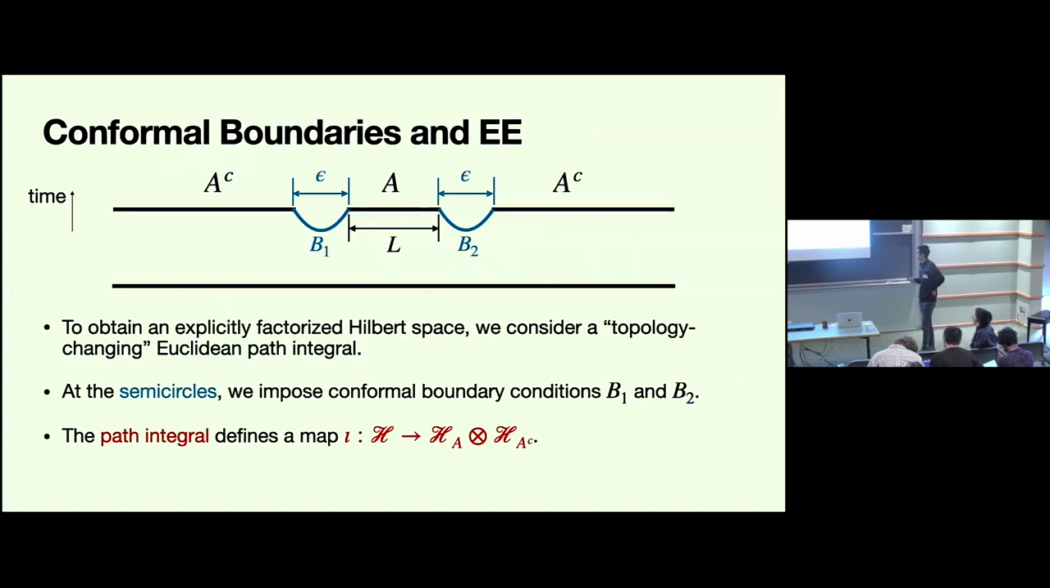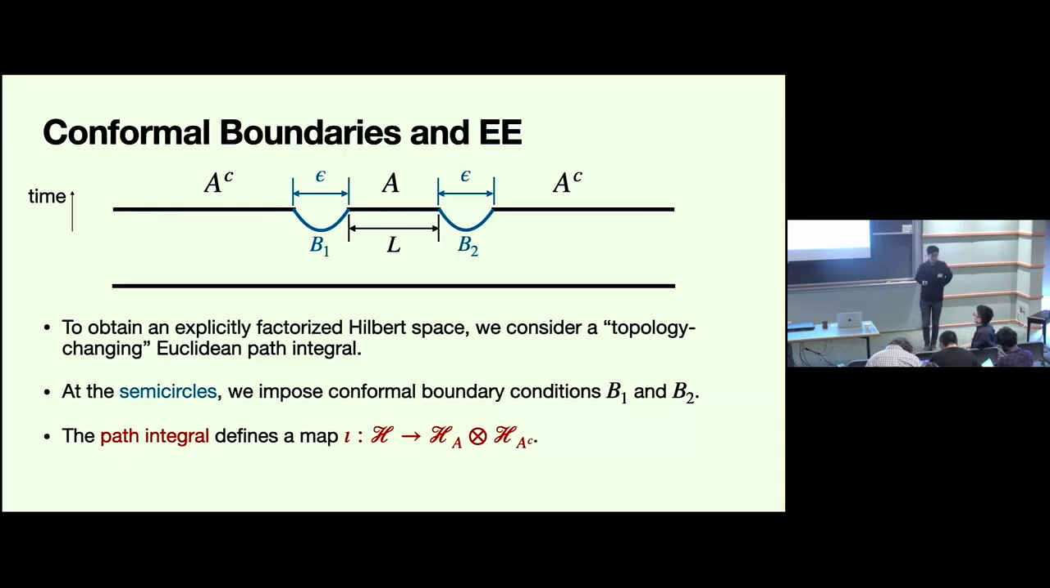So the idea is the following. You first start with the theory on an infinite line, and then consider the following quote-unquote topology changing Euclidean path integral. The initial time slice is this infinite line, and my final time slice is on the top, where this interval A of interest, of length L, is explicitly disconnected from the rest of the space. To do so, you cut out two small semicircles of size epsilon, and you explicitly impose conformal boundary conditions B1 and B2 on these semicircles.